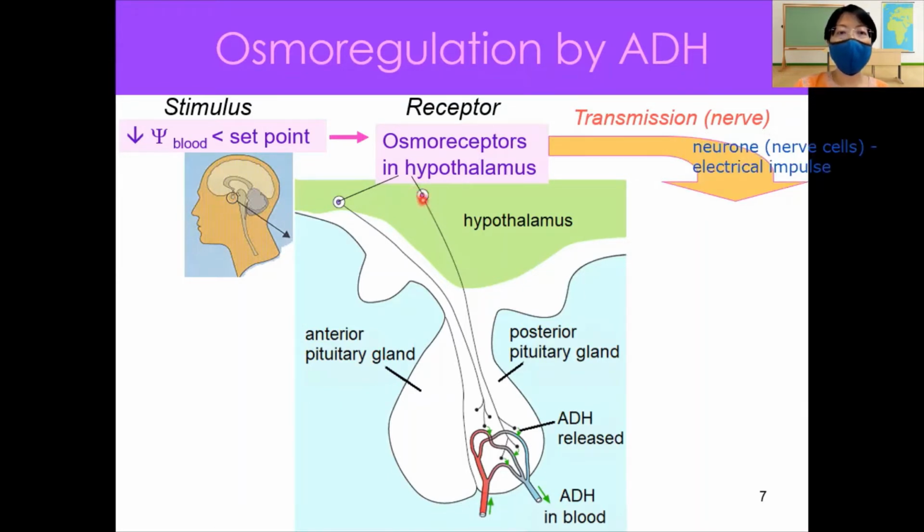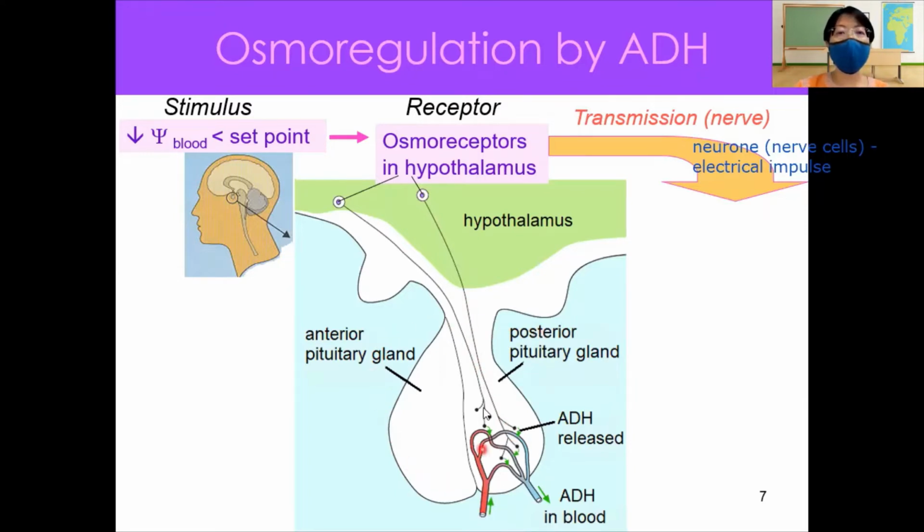Once they detect that the blood water potential has dropped, they are being stimulated, and they will send electrical impulse along the nerve cell, because this receptor is also a nerve cell. So it will send electrical impulse along the nerve cell all the way. So it goes down from hypothalamus to the posterior pituitary gland.